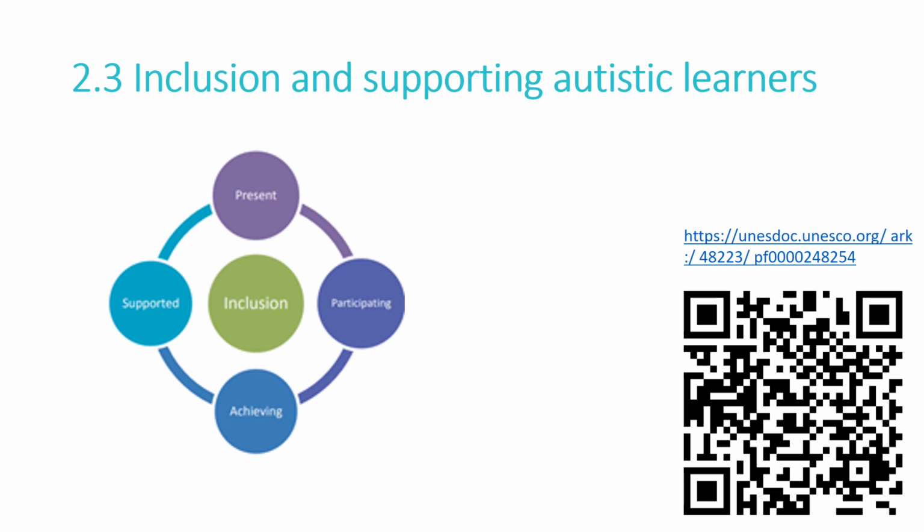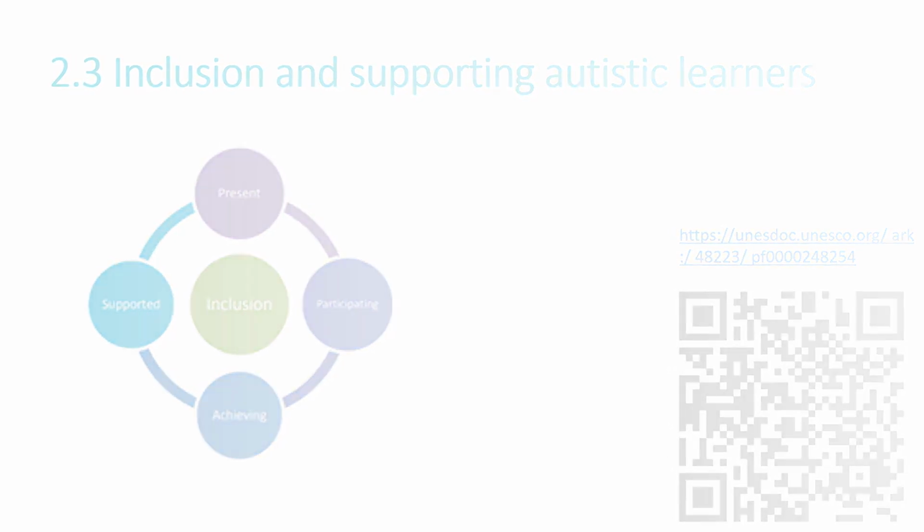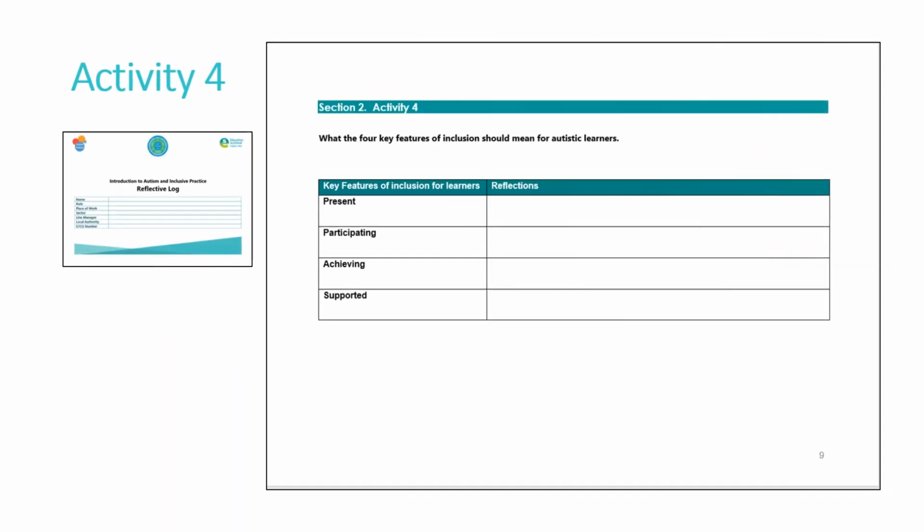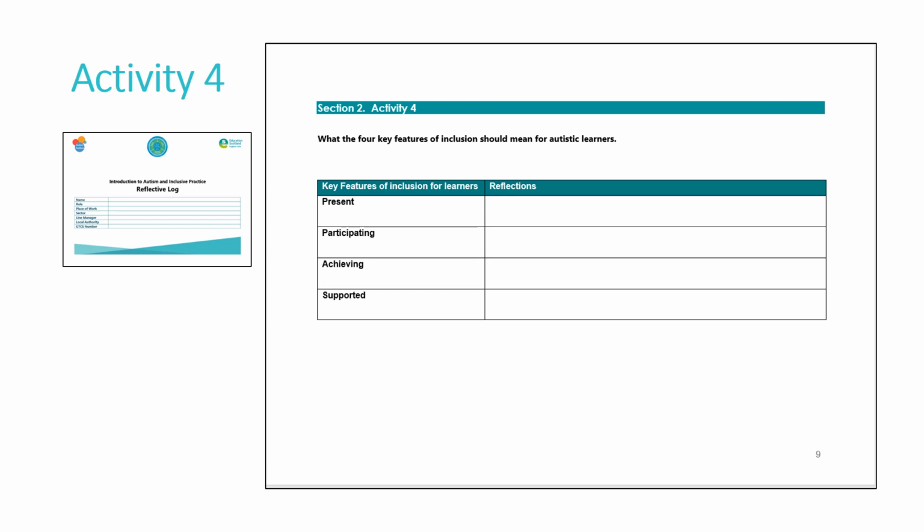This slide from the module recaps the 4 key features of inclusion, and further detail from the module is included within the notes section of the PowerPoint presentation. Activity 4 can be found on page 9 of the reflective log. This should be completed as a group discussion activity, with encouragement to complete the log as a gap task outwith the session.